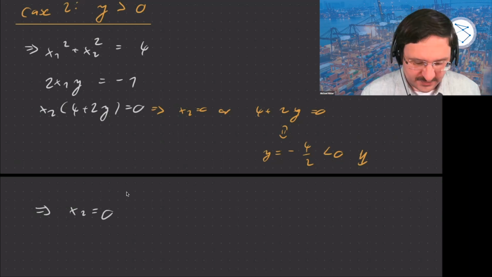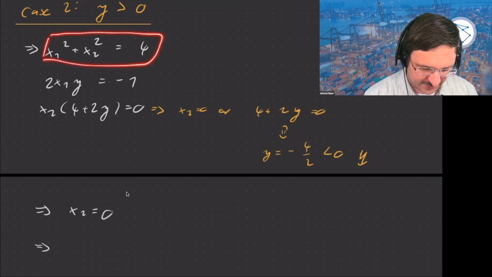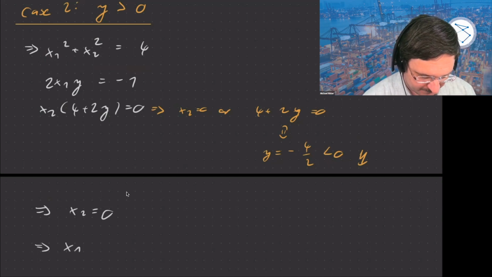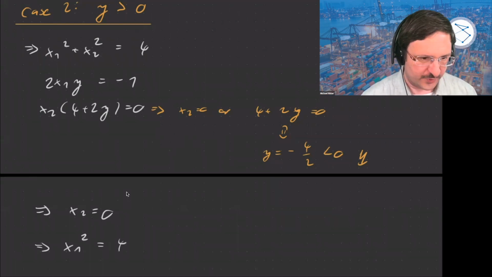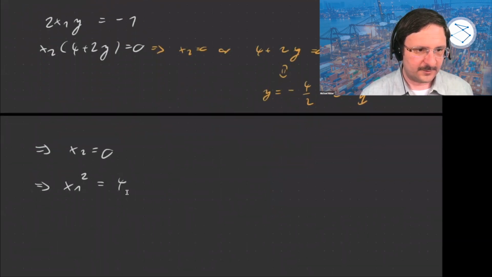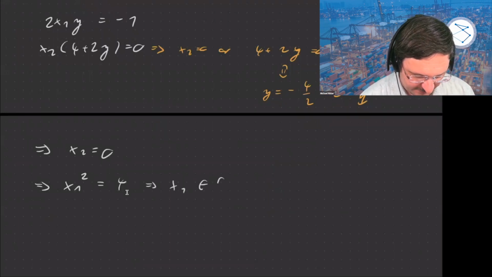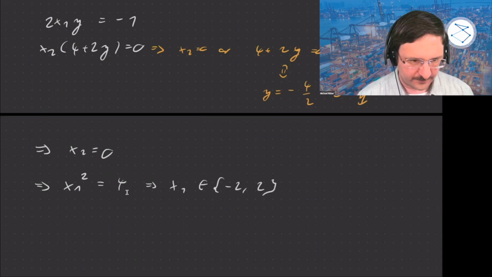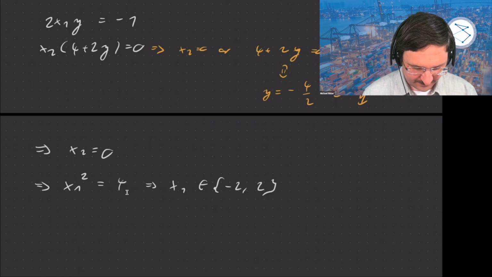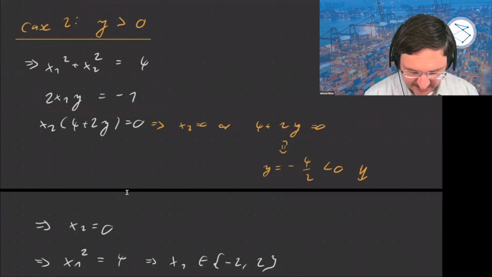Now, if x2 is 0, let's look at this equation here. That means x1 squared plus 0 is 4, or x1 squared is 4. And that, of course, implies x1 is either -2 or 2. No other possibilities. And finally, let's have a look at this equation here. 2x1y is -1.